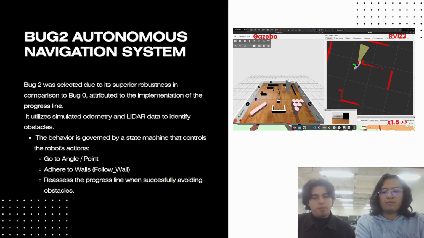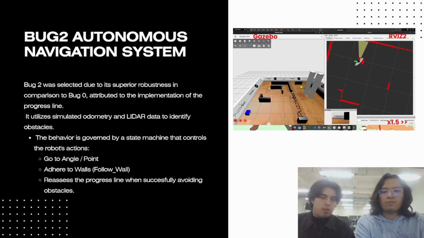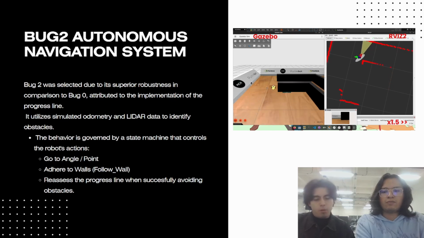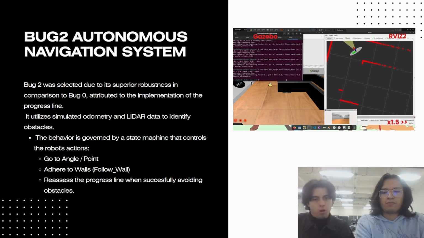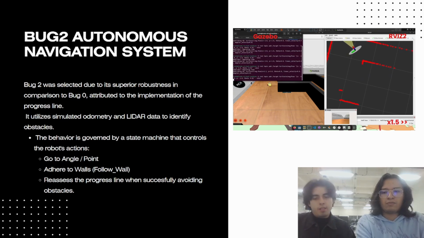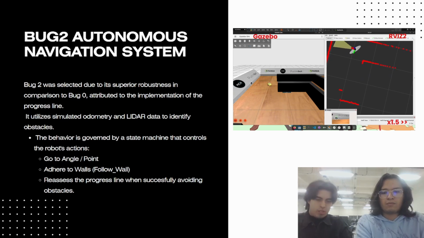and other geometries. The behavior of this autonomous system switches between going to the angle or the point where the target is located, the avoidance of walls and adhering to these walls so it does not go off in a different direction, and it reassesses the trajectory it has to follow after successfully avoiding a wall.